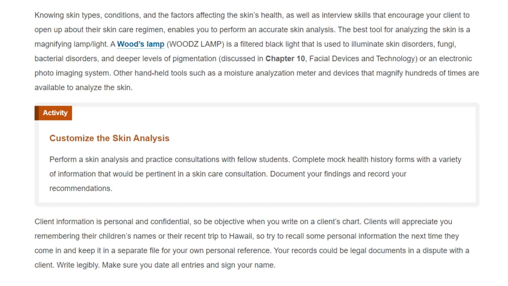Client information is personal and confidential, so be objective when you write on a client's chart. Clients will appreciate you remembering their children's names or their recent trip to Hawaii, so try to recall some personal information the next time they come in and keep it in a separate file for your own personal reference. Your records could be legal documents in a dispute with a client. Write legibly. Make sure you date all entries and sign your name.